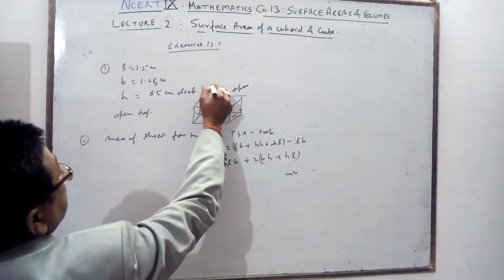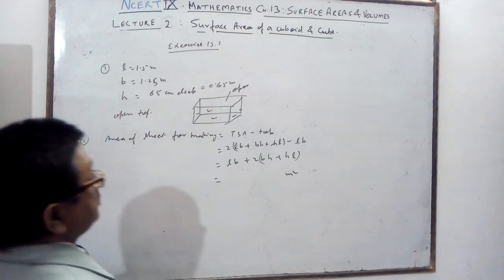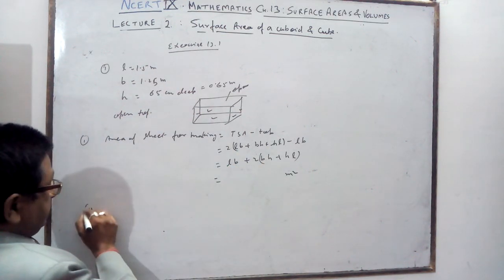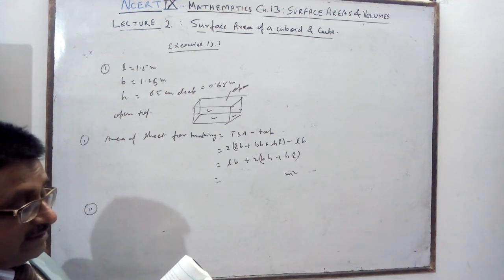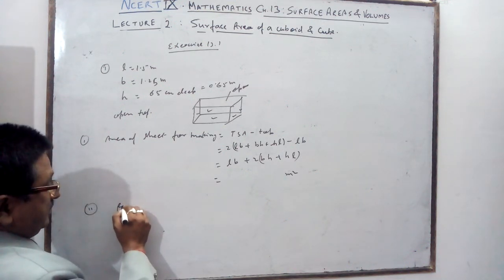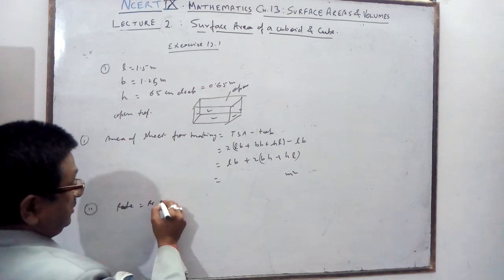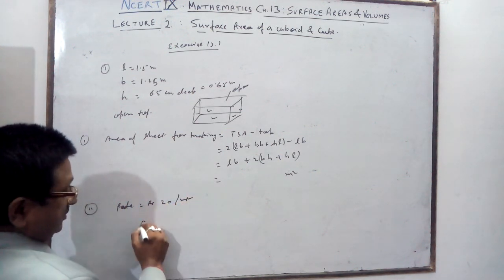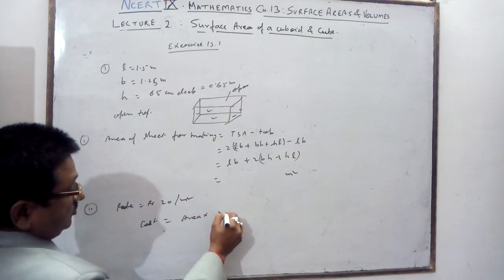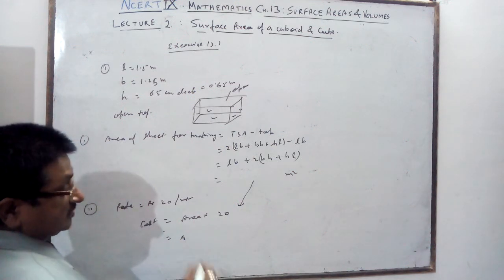So this will be 0.65 meter. Convert the height into 0.65 meter. Put all the values, find the area. That is the answer. The second part is given there: find the cost if the seat is 1 meter square. The rate is given, rupees 20 per meter square. So cost is equal to area multiplied by 20. Whatever answer you get, multiply, and you will get your answer.